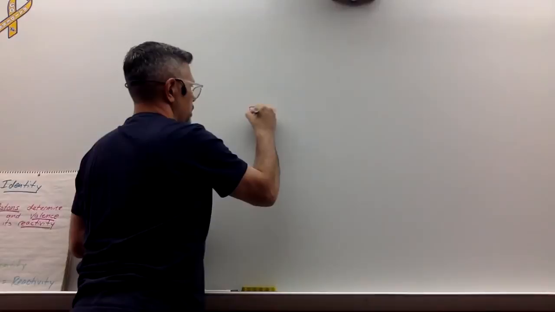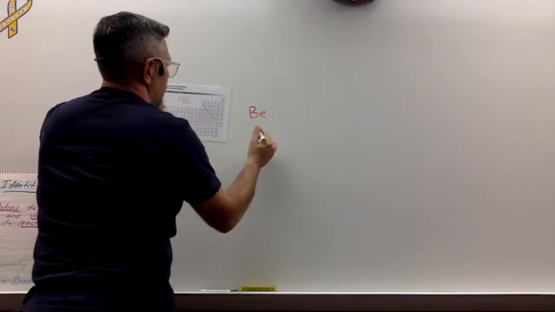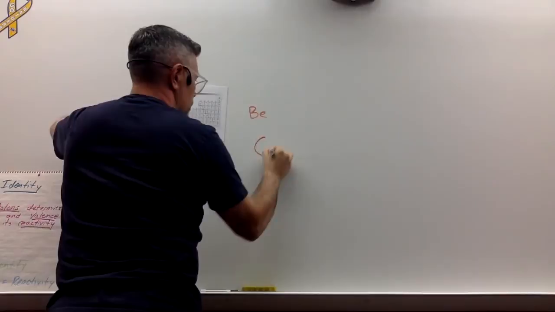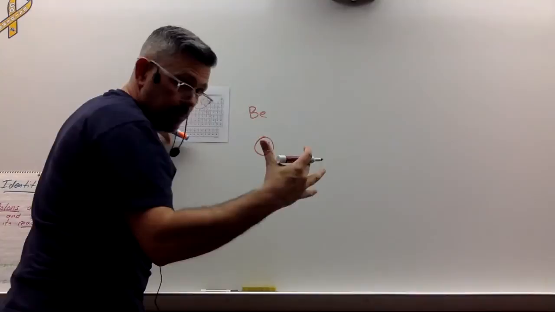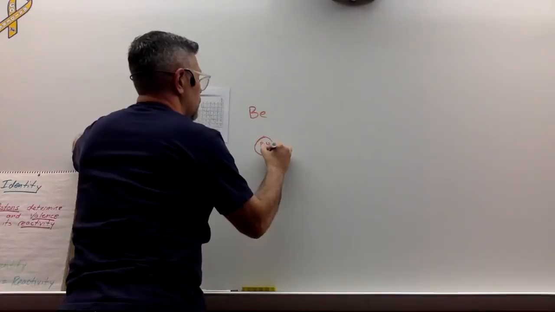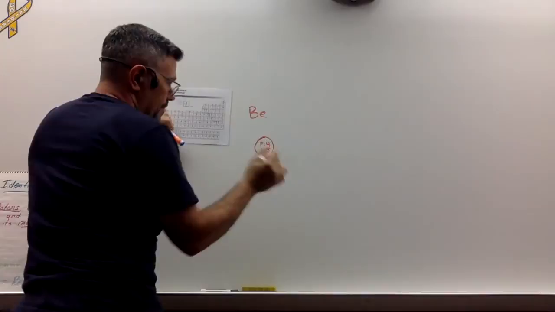So beryllium also has 2 valence electrons. So let's take a look. I'll draw beryllium, Be. Beryllium is number 4 on the periodic table. So we know that it has 4 protons. But its mass is 9. So let's do math in our head. Mass minus atomic number, 9 minus 4 gives us our neutrons, which is 5. Okay? And now, we know for APE, that if it has 4 protons, it has 4 electrons.